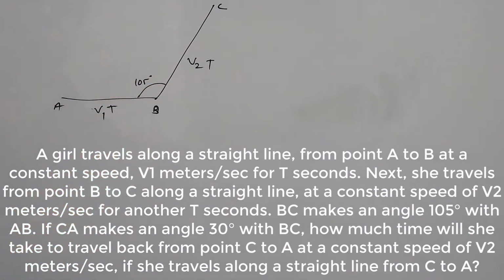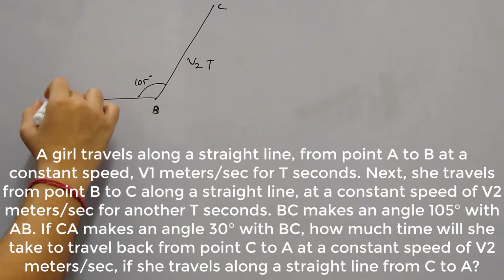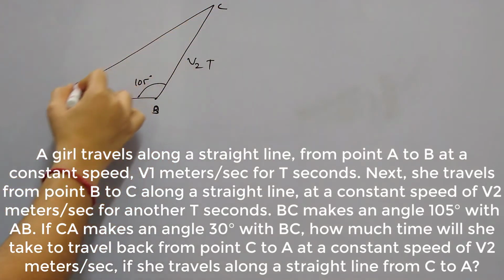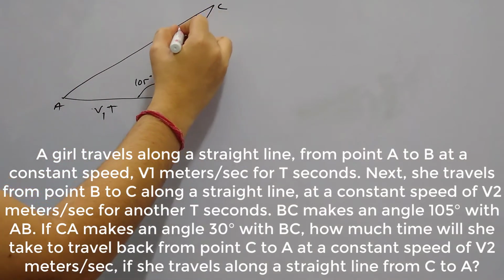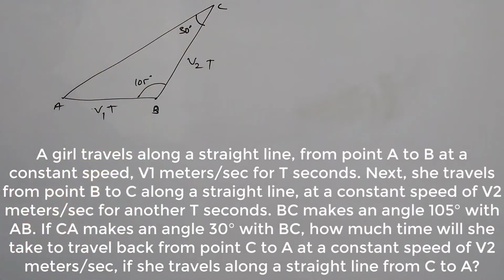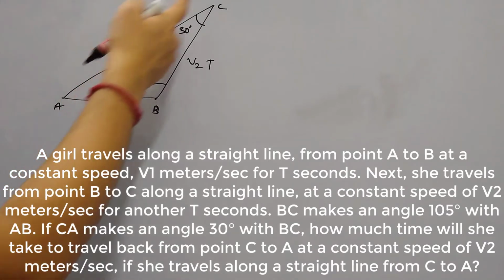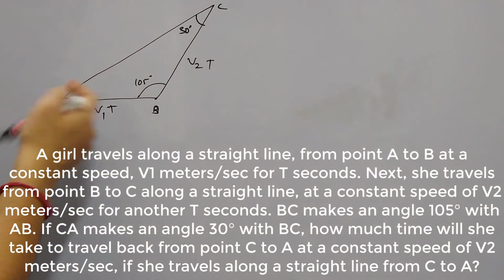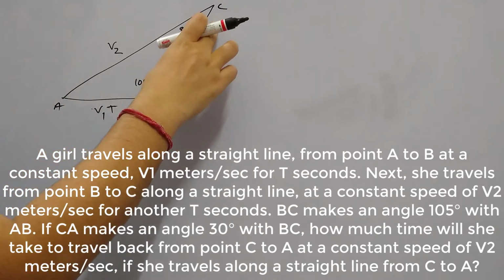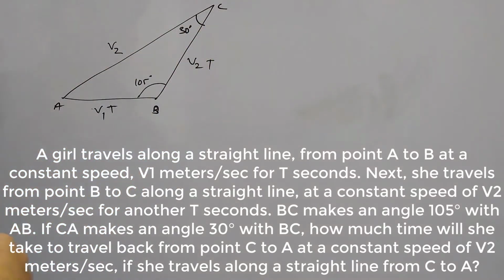If CA makes an angle of 30 degrees with BC, this angle is 30 degrees with BC, how much time will she take to travel back from point C to A at a constant speed of V2? Again, she is traveling at V2, so these two are the same. At a constant speed of V2 meters per second she travels along a straight line from C to A. So she is traveling V1t, V2t, and we need to find this distance.